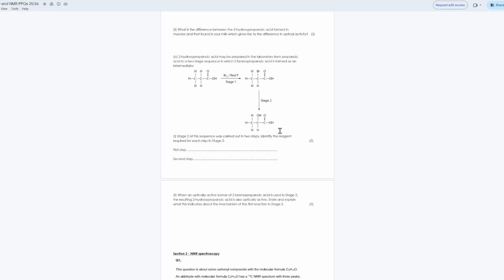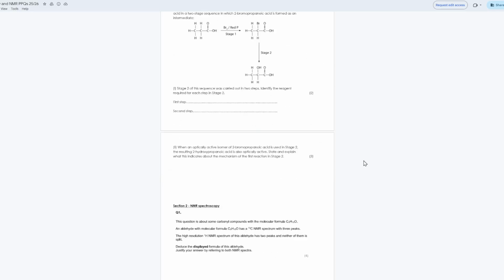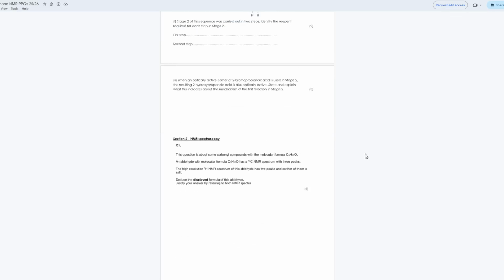And then I need to refer to that, and then the reagent required for each step in stage 2. Second step should just be OH minus. So the reagent wouldn't be OH minus, the reagent would be something like KOH, I imagine. I'm going to put KOH and leave it at that because I think that's all I am understanding from that. And then 12 BII. When an optically active isomer of 2-bromopropanoic acid is used in stage 2, the resulting 2-hydroxypropanoic acid is also optically active. State and explain what this indicates about the mechanism of the first reaction in stage 2.